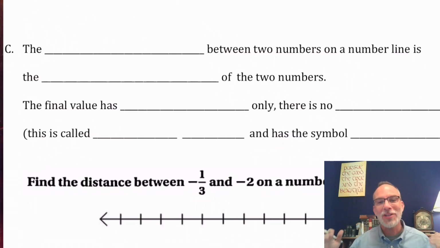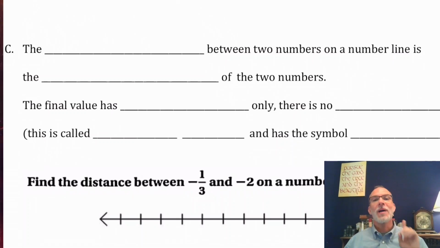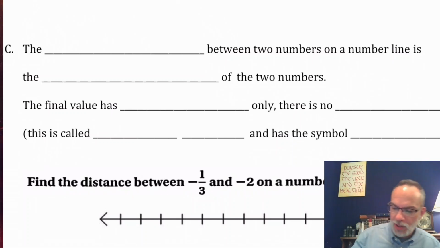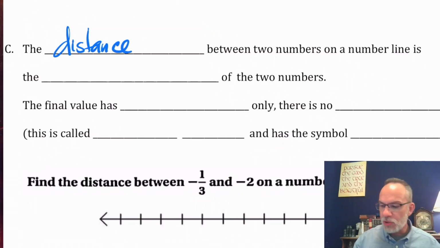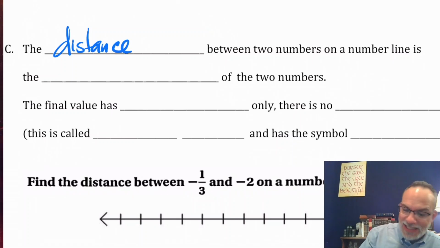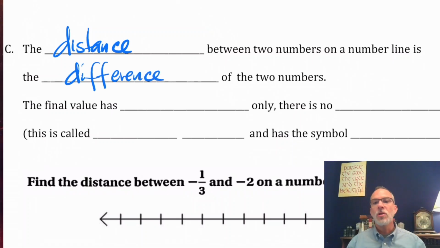That would be a subtraction. You would take the larger number, my age, minus your age, and that would be the difference. Okay? So, get these notes down. The distance between two numbers on a number line is the difference of the two numbers. You're going to take the one number minus the other number.